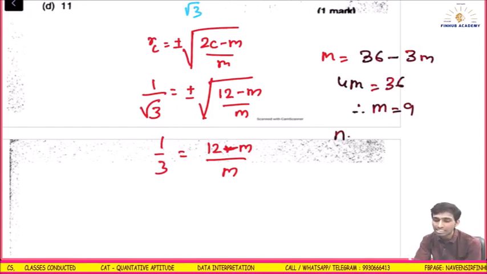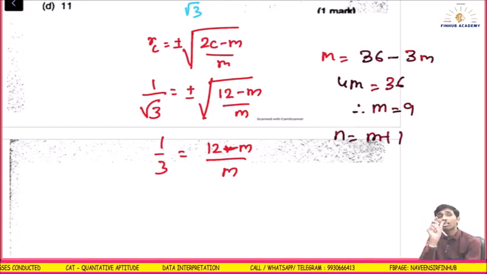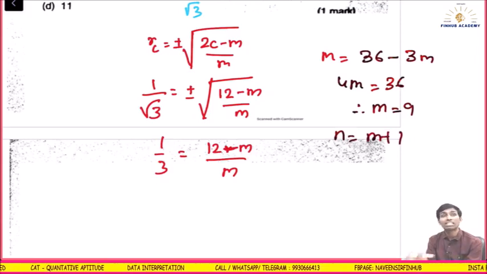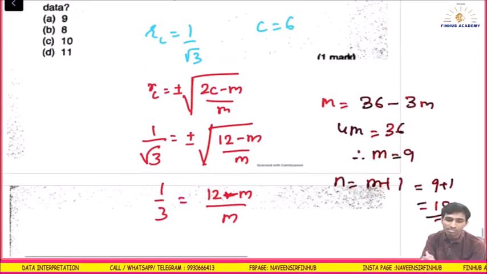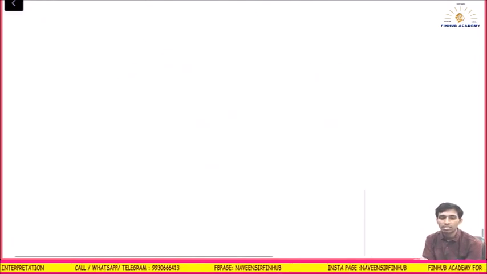Understood? So n is equal to how much? m plus 1. There are 9 concurrent deviations, so the data is 10. Understood? 9 plus 1, 10. The answer is 10. Let us check. C is the option, 10. Understood? Easy.